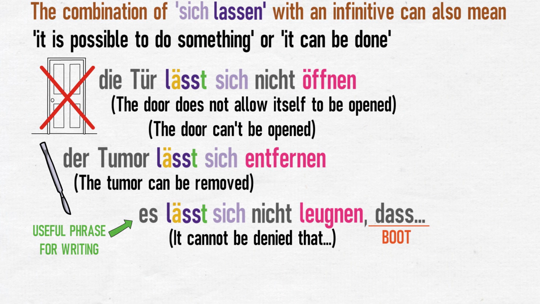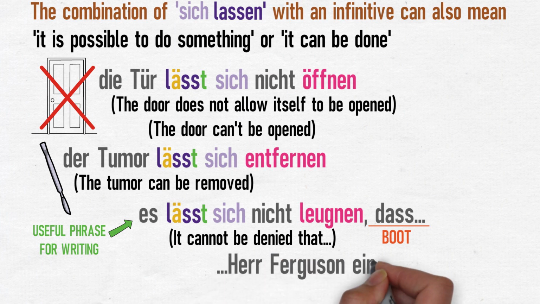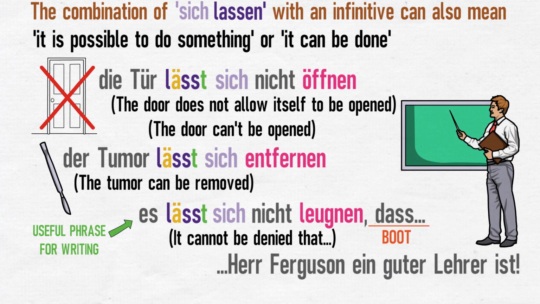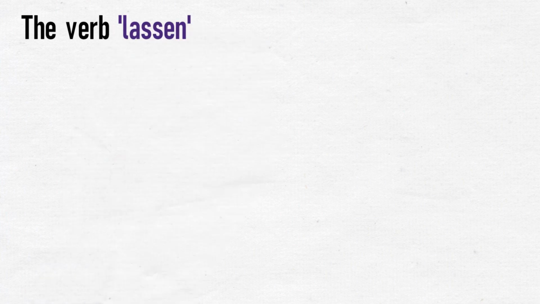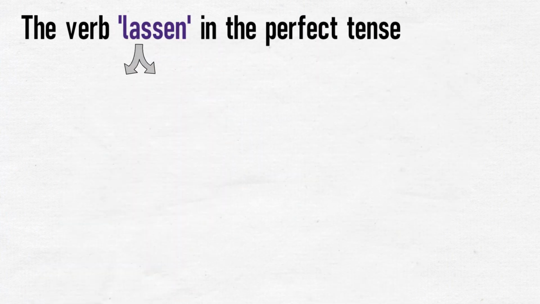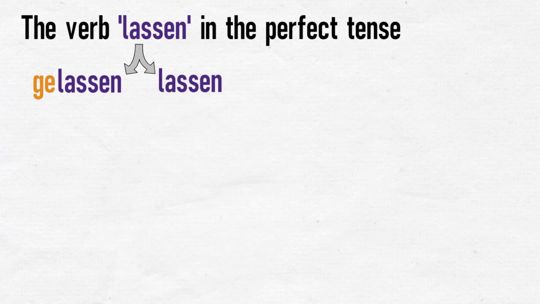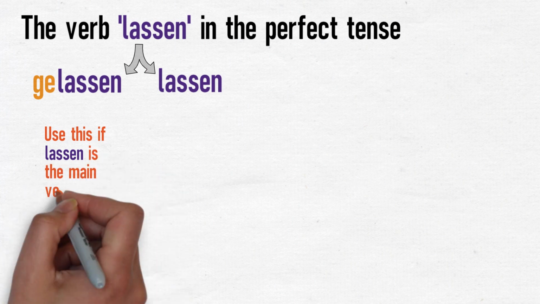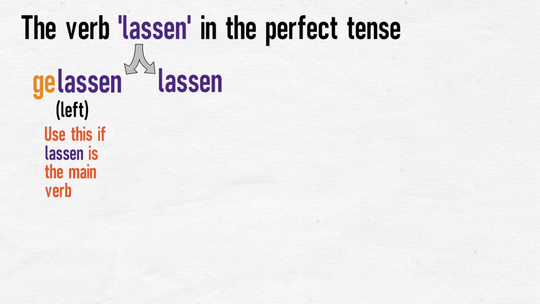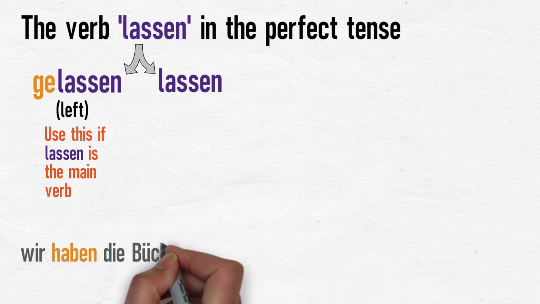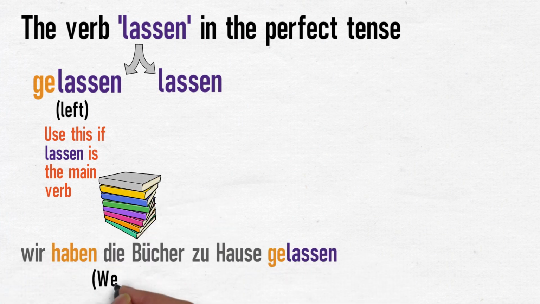Es lässt sich nicht leugnen, dass Herr Ferguson ein guter Lehrer ist. It cannot be denied that Mr. Ferguson is a good teacher. To give you a bit more of an understanding of lassen in the perfect tense, I wanted to outline when we use gelassen as the past participle and when we keep just lassen. If lassen is the main verb, then we use gelassen to mean left, as we discussed at the start of this video. Wir haben die Bücher zu Hause gelassen. We left the books at home.